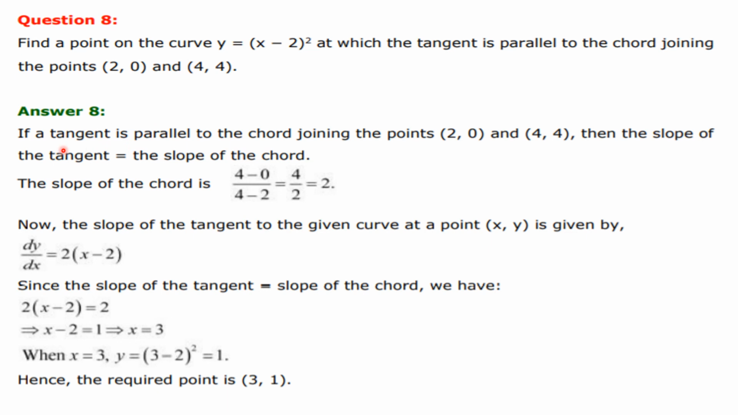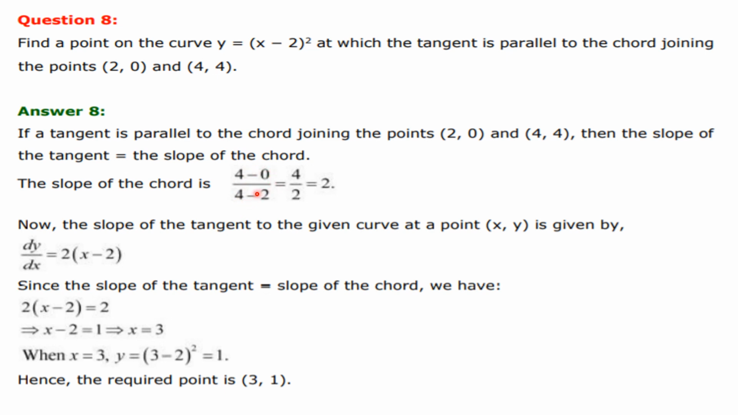Right. Come to the solution part. If a tangent is parallel to the chord joining the points (2, 0) and (4, 4), then the slope of the tangent is equal to the slope of the chord. Isn't it, my children? Parallel lines mean their slopes are also equal. So we are finding the slope of the chord. Do you remember, my children, how to find the slope of a straight line? If 2 points are given on that line, the formula is y2 minus y1 by x2 minus x1, so 4 minus 0 by 4 minus 2. Understood this step, my children?